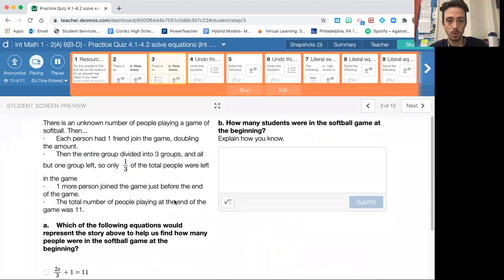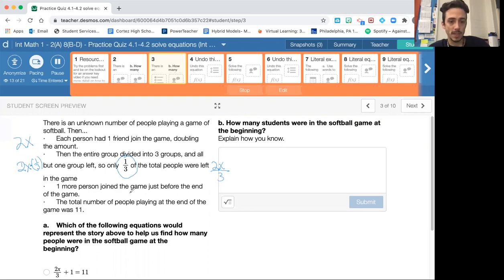We then have a little bit more going on here, nothing we can't handle though. Each person had 1 friend join the table, doubling the amount, so that's 2x. The entire group divided into 3 groups and all but 1 group left, so only a third of the total people were left in the game. So when I think a third, I think a fraction of what was there before. So I'm thinking that this is 2x multiplying by a third. Or if you want to rewrite it to 2x over 3, that's even better, I think.